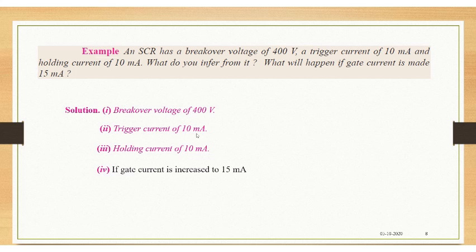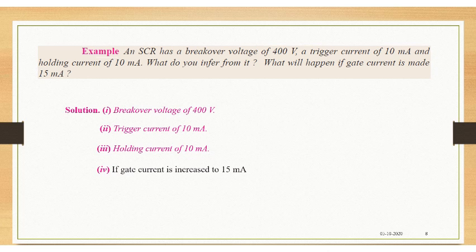So if my gate current is 10 milliamps, then immediately the SCR will conduct. That's the meaning. I hope it is understood. Then next, holding current value is also given as 10 milliamps. What does it mean? Now you have already triggered, the SCR is in conduction.